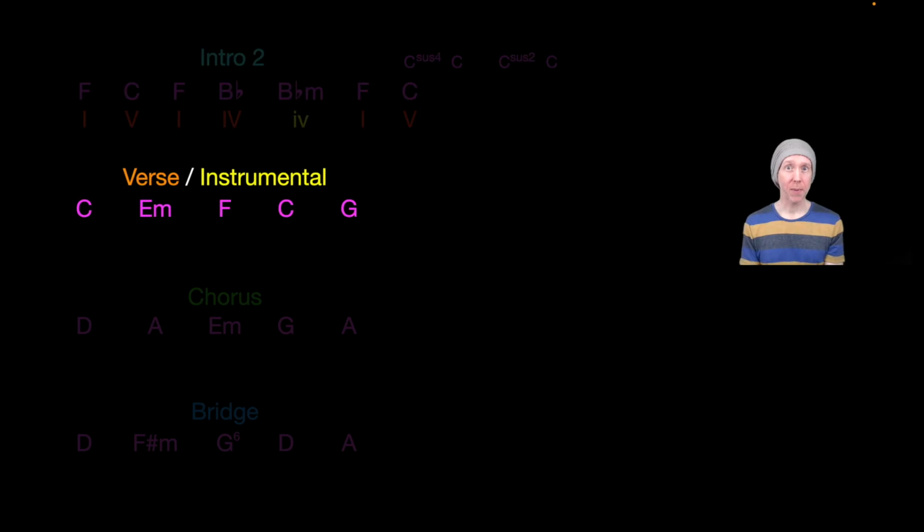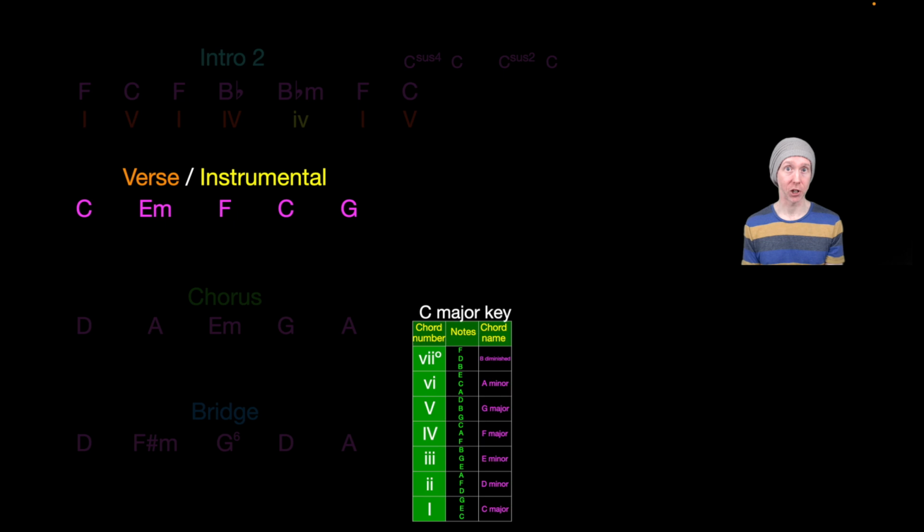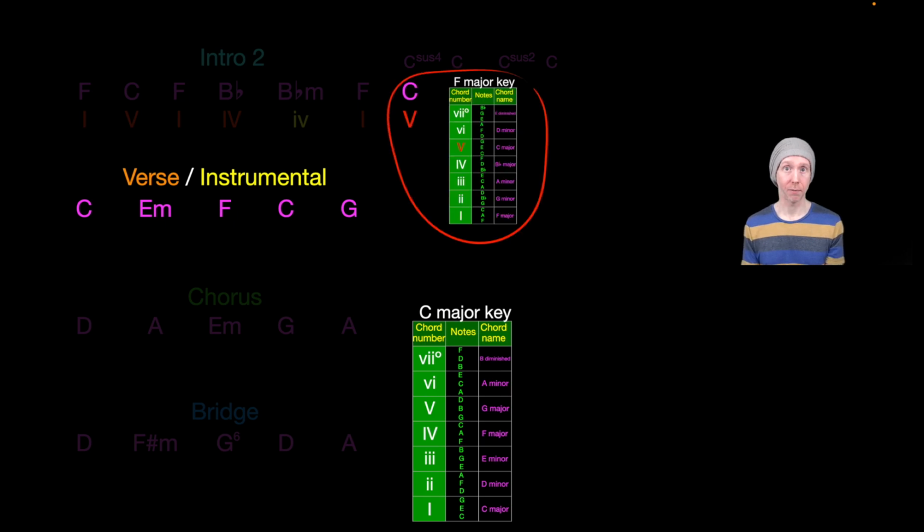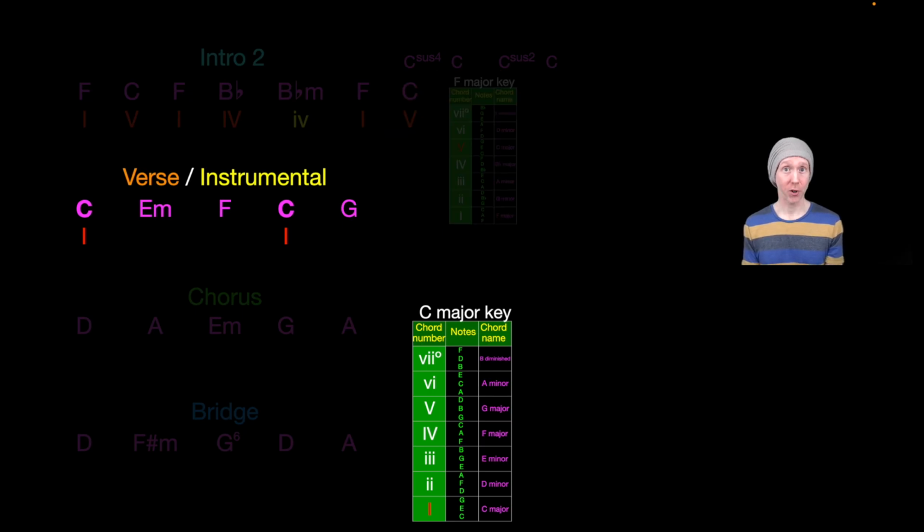Okay, the instrumental and verse sections are in a different key to the intro, C major. So the last chord of intro 2, chord 5 in the key of F major, becomes chord 1 in our new key of C major. In addition to chord 1, the verse progression also uses chords 3, 4, and 5.